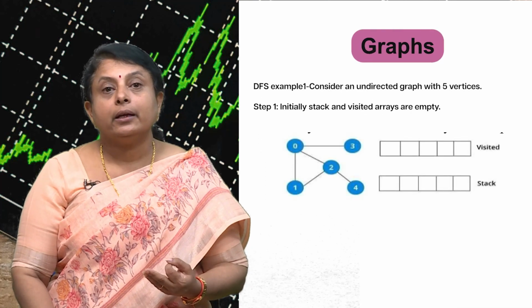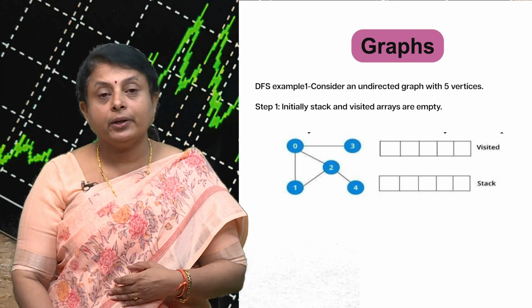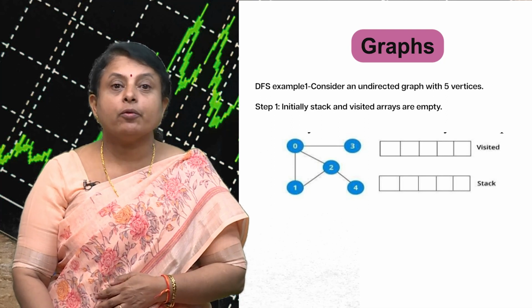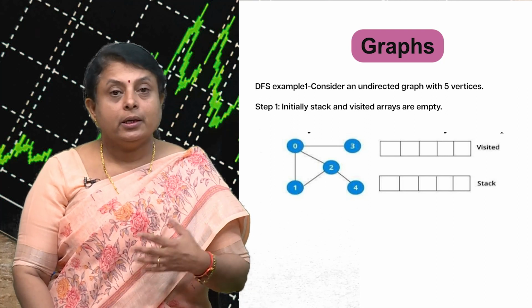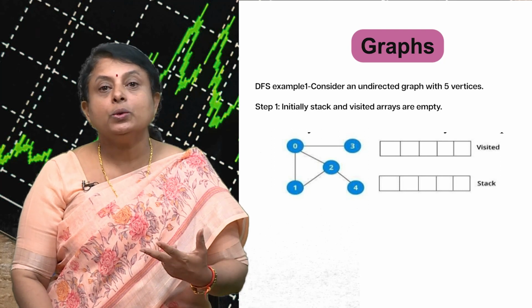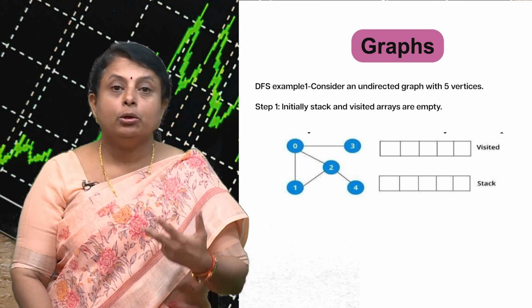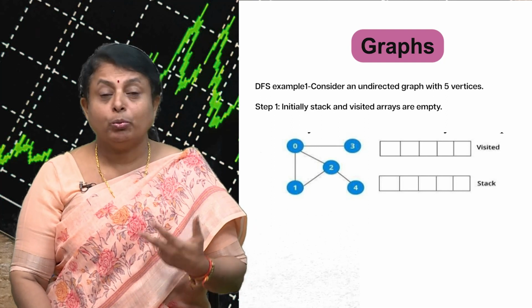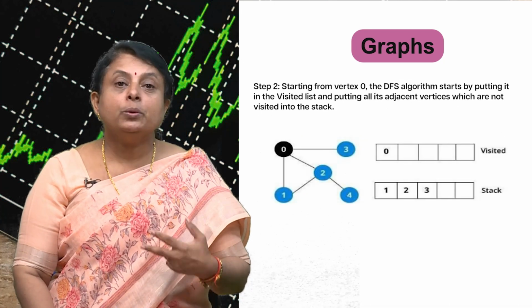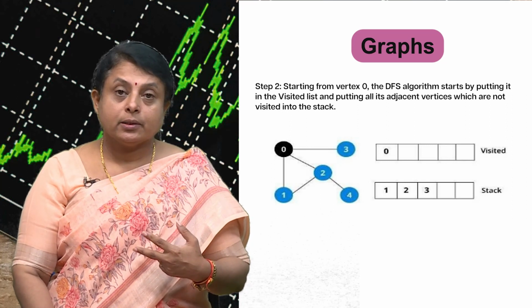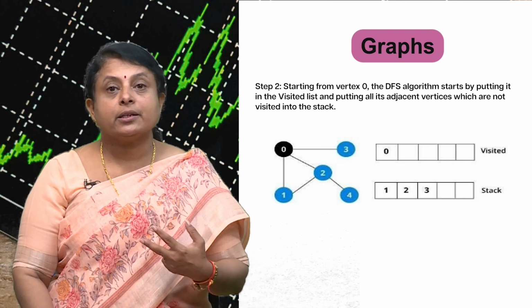Let us consider an example of DFS. Consider an undirected graph here with 5 vertices. Here we have 5 vertices: 0, 1, 2, 3 and 4. In step 1, let us consider 2 arrays, visited and stack, and initially both the lists are empty. Now, step 2, we have to select a vertex, any arbitrary vertex or node. So, let us start with the vertex 0.